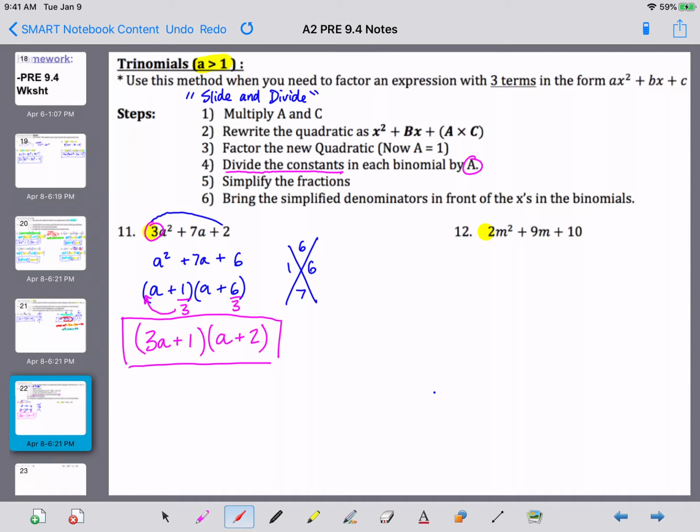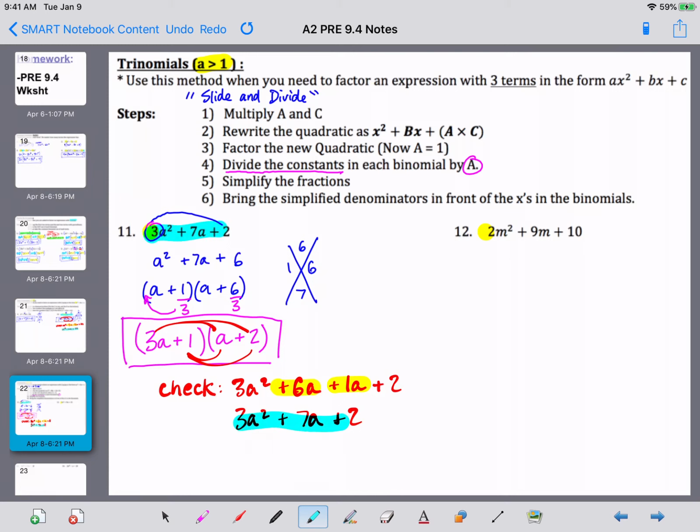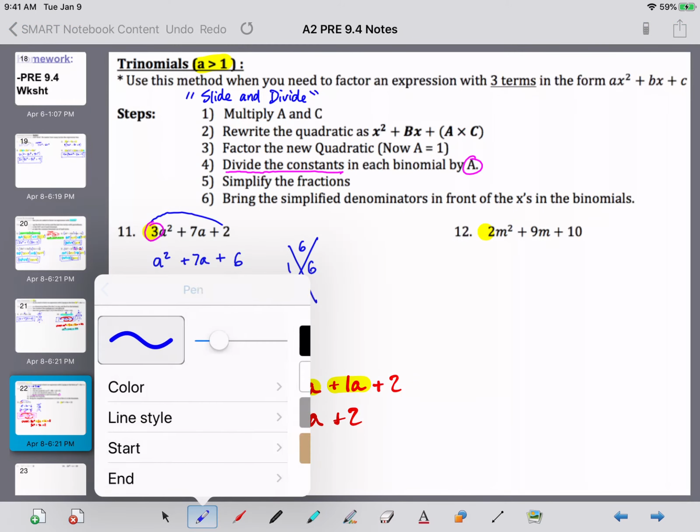If you're like, oh man, I don't know if that's right, hey, guess what? You can check it. 3a times a is 3a squared. 3a times 2 is 6a. 1 times a is 1a. 1 times 2 is 2. Combine these like terms. We get 3a squared plus 7a plus 2, which if you notice, is what we started with. So we did do it correctly. All right, one more of those.